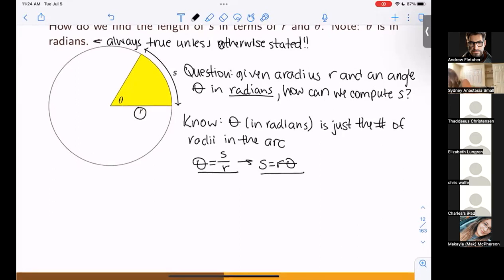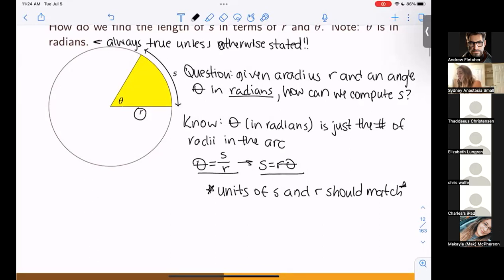And as a note, this may come up later, units are important. Units of S and R always need to match. You can't be working with an arc length in feet and a radius in centimeters. It just doesn't make sense. The units will get confuzzled. So when you're doing these problems, you always need to check that your units of R and S match if those are the two things you were given.